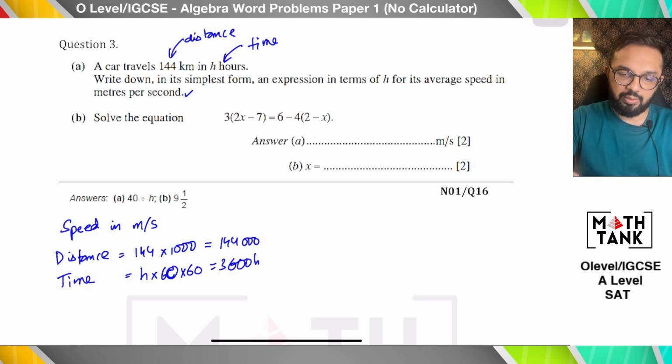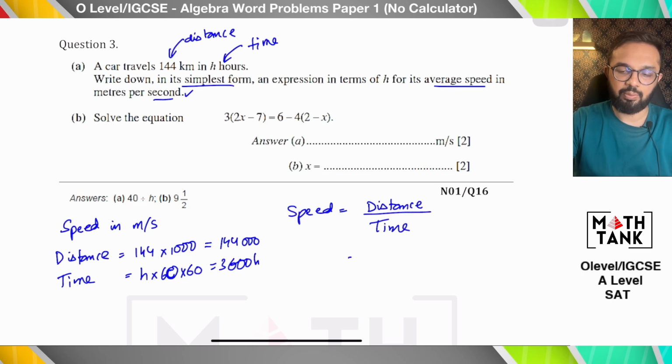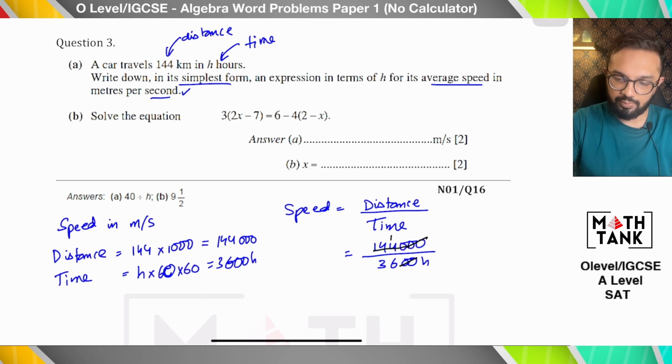Then write down an expression for the average speed in its simplest form. Okay. So speed equals distance upon time. I'm going to write distance is 144,000 over 3600 h. Let's cancel the zeros first. And I know that 12 times 12 is 144, and 12 times 3 is 36. 3 times 1 and 3 times 40. 40 over h is my expression for the first term.